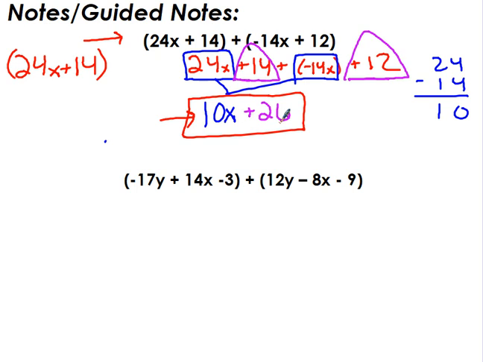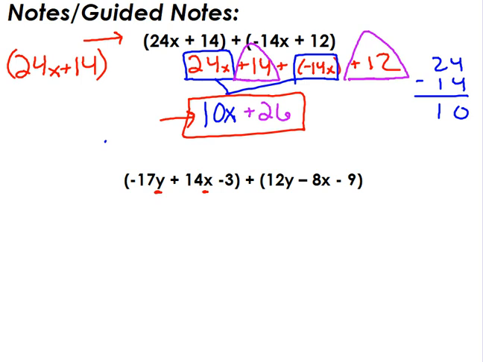So the second one here is the same thing, but now we have y's and x's, and that's okay. Y is a different variable than x. So therefore, I cannot combine y's with x's. If I said I had negative 17 y's and 14 x's, I can't say I have negative 3 x's because then I'm forgetting about the y's. So we cannot combine those with each other.